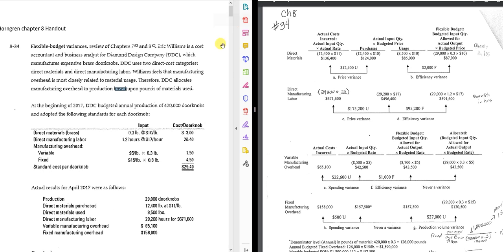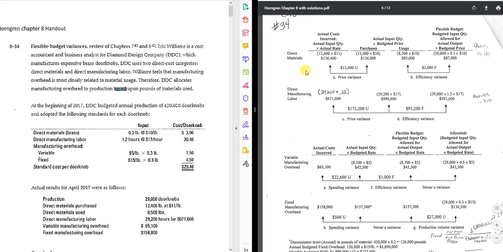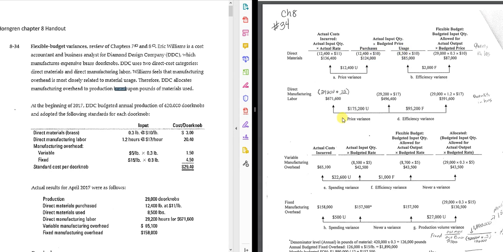So for materials, hopefully you've paused it and written it out: actual quantity times actual price, actual quantity times standard price, standard quantity allowed times standard price, and in the middle I need two actual quantities times standard price, one with quantity purchased, one with quantity used, and then you can go on down for the other two.